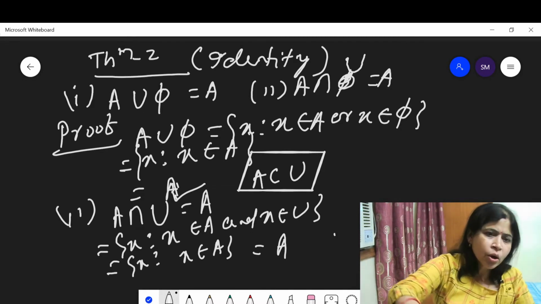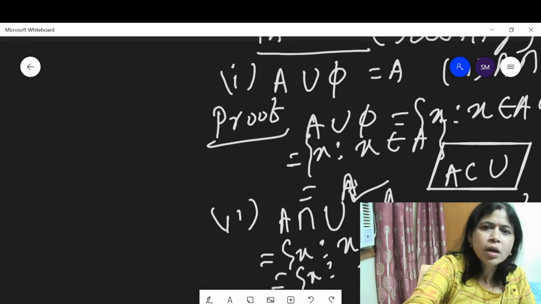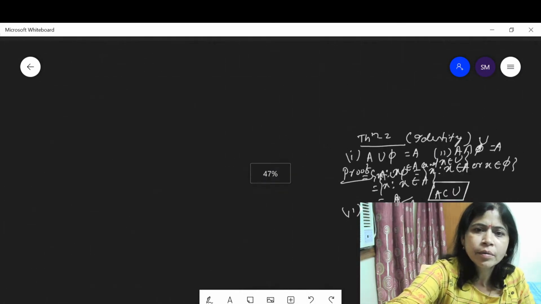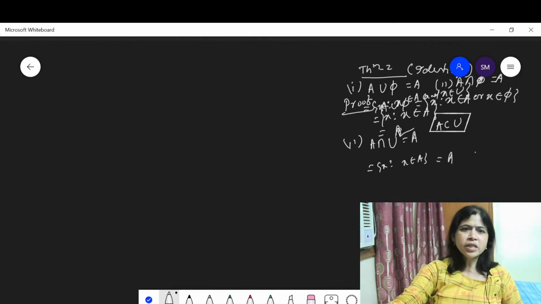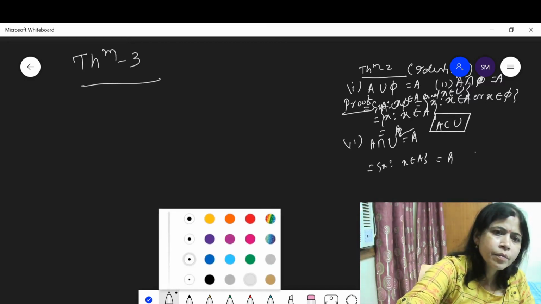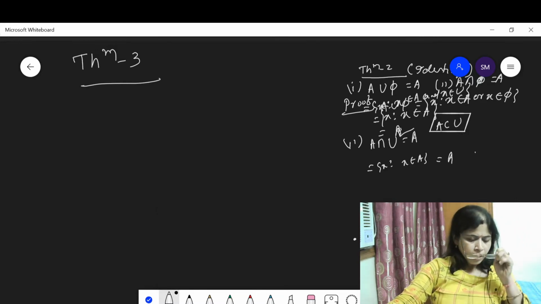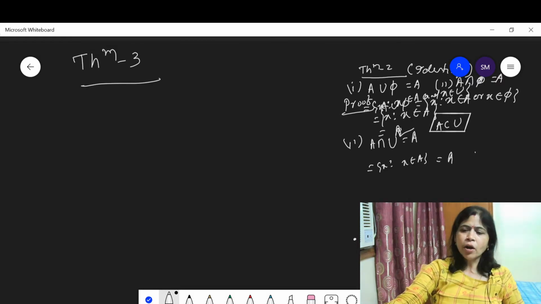Then what does theorem 3 say? Theorem 3 says the commutative law. What is the commutative law? Theorem 3 is to prove the commutative law.